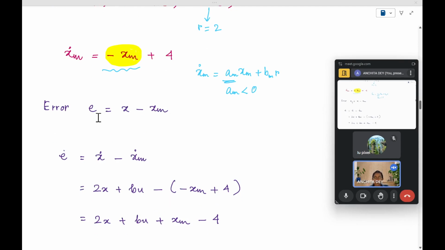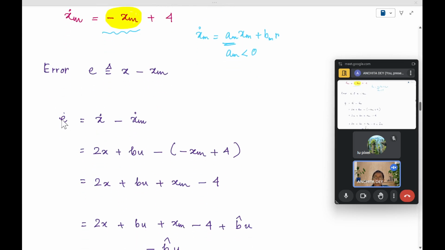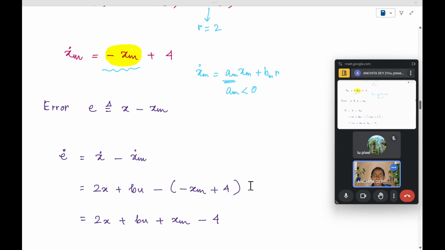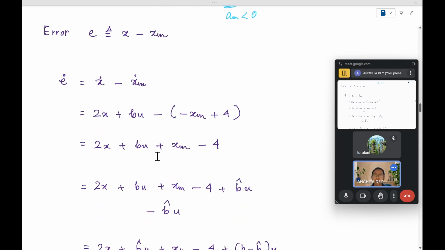So then what would be the error in tracking? The error is denoted with e, which is equal to x - xm. This is how we are defining it. Of course, you can say that e = xm - x. In that case, your analysis would just be slightly different with the symbols, that's it. So then if you differentiate it, you get e dot = x dot - xm dot. Now if you replace the dynamics, you have 2x + bu minus, instead of xm dot, this -xm + 4. So this is quite simple.